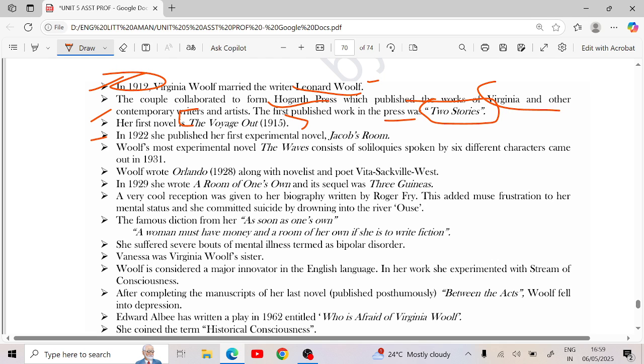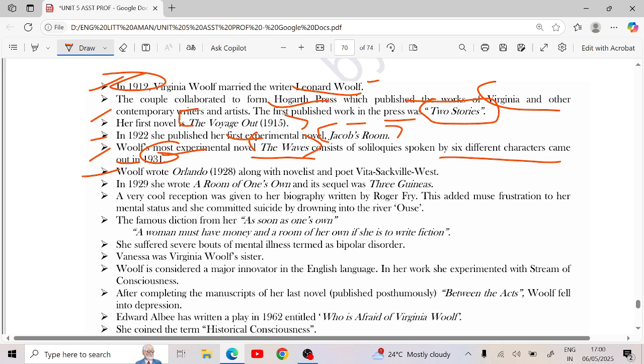In 1922, she published her first experimental novel. And which is the first experimental novel by Virginia Woolf? The right answer is Jacob's Room. Okay, so you have to remember this point as well. Woolf's most experimental novel, सबसे ज़्यादा experimental novel कौन था? The first experimental novel is Jacob's Room, but the most experimental novel is The Waves, which consists of soliloquies spoken by 6 different characters, and came out in 1931. Okay, so this is another important point.